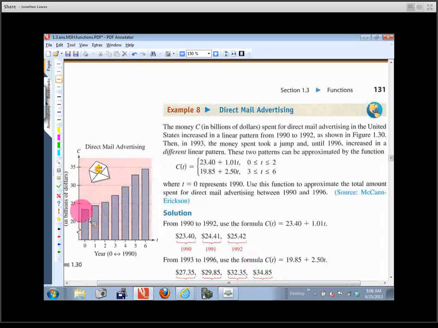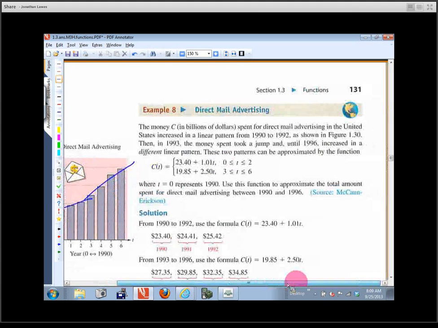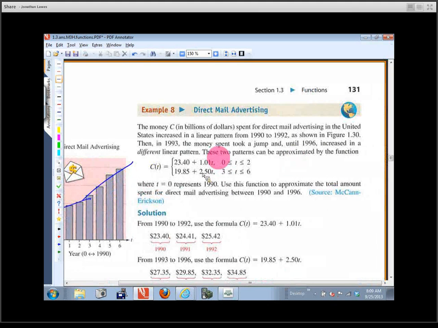So it was kind of like this line right here and then like a steeper line right here. So they didn't want to stay with just one linear pattern. They broke it into 2 different pieces. Can you see why it might be valuable to use a piecewise function? Lines are easy to work with, but one line may not work for the entire thing. And then it says these 2 patterns can be approximated by this function. The cost, based on whatever the time is.